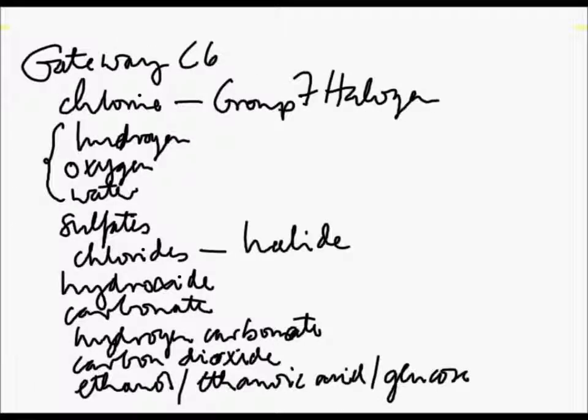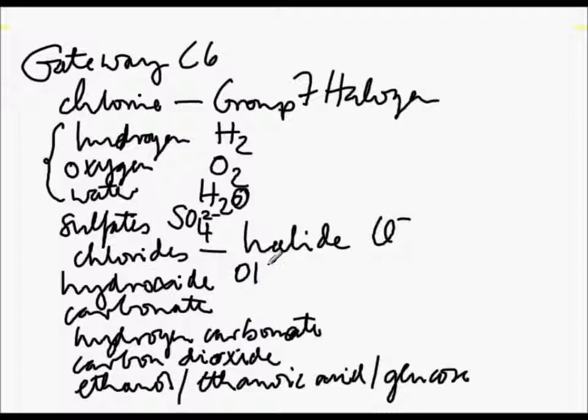Okay, so hydrogen is just H2, oxygen is just O2, and water is H2O. And I've even shown you how you make water from hydrogen and oxygen, and making hydrogen and oxygen from water is just the reverse reaction. Sulfates are SO4 2- ions. Getting a little bit crowded there, but chlorides are Cl-.